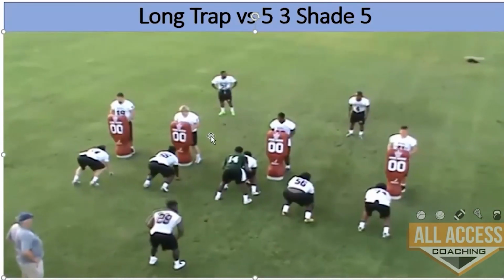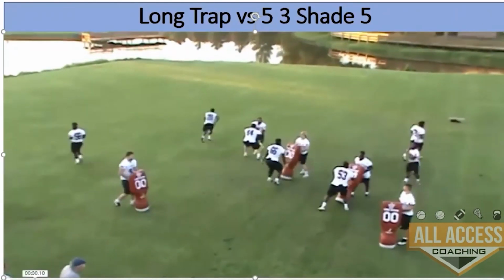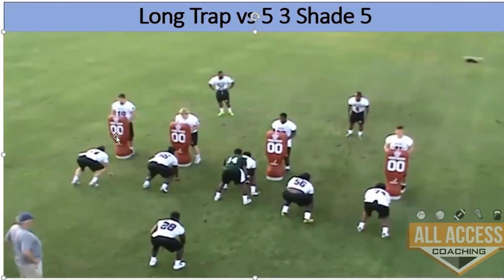It's a must that you got to get some movement on the 3 technique. That's why I don't like to run it to the 3. What I'll say is a 5 technique to a 3 technique side will never squeeze as hard as a 5 technique to a shade side.